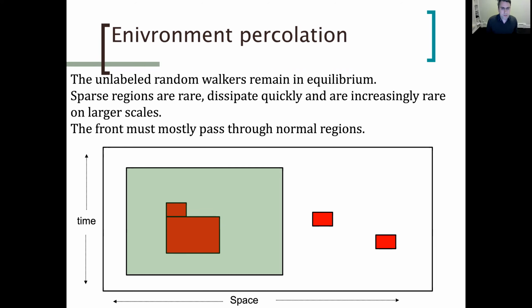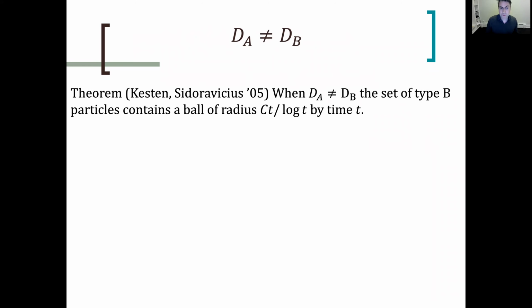Okay, so what happens when the speed of the different types is different? Their methods didn't work in this case, and they were only able to prove a suboptimal result, that everything in a ball of radius t over log t is infected. But really, nothing should change when we have different speeds for the different particles.